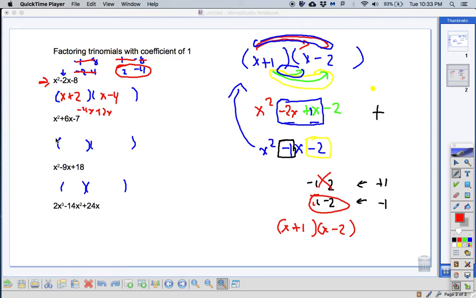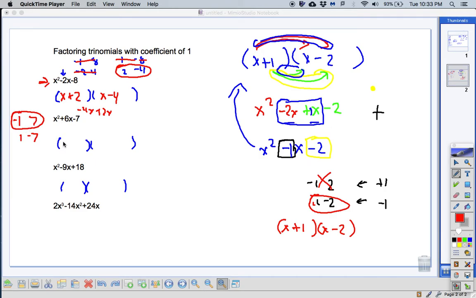Let's try this next one. So we got x squared plus 6x minus 7. I'm looking for things that multiply to 7. Good news is there's only one set, 1 and 7. I need a negative, so either I'm going to put the negative on the first, or I'm going to put the negative on the second. I need it to add to 6, so the only way to add to 6 is to use this first set, because 7 minus 1, or negative 1 plus 7, is 6.